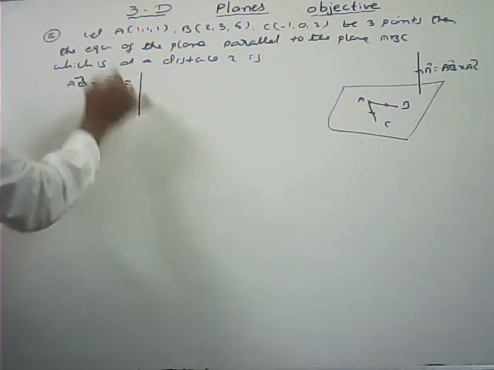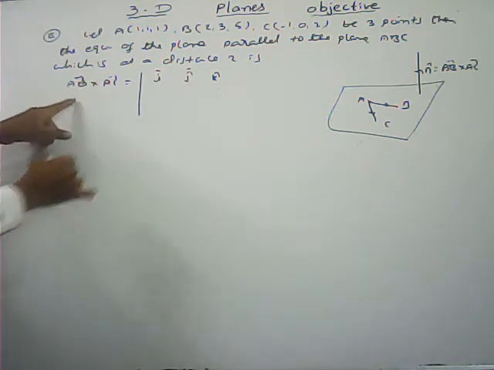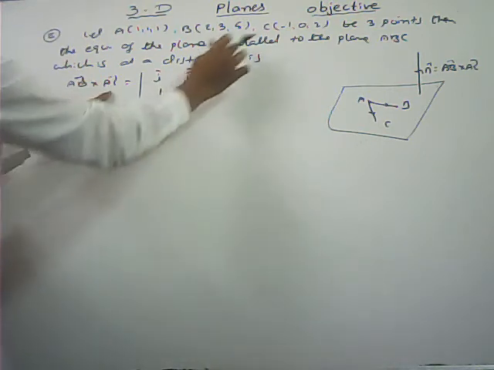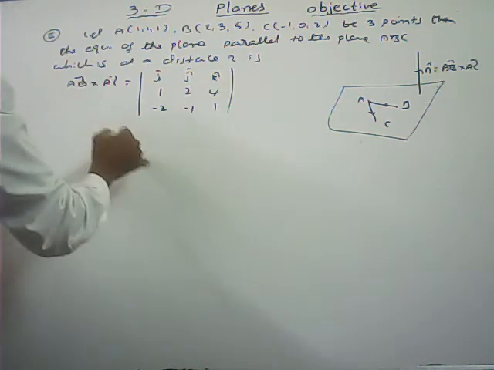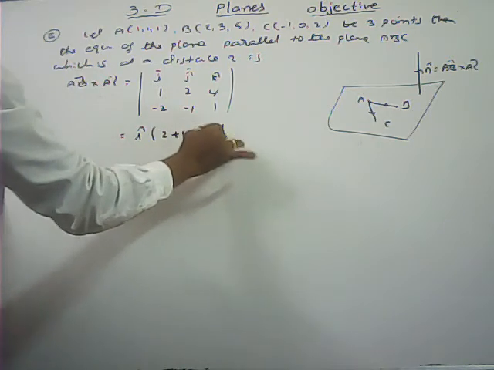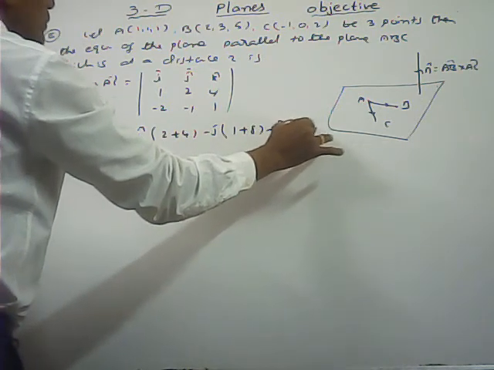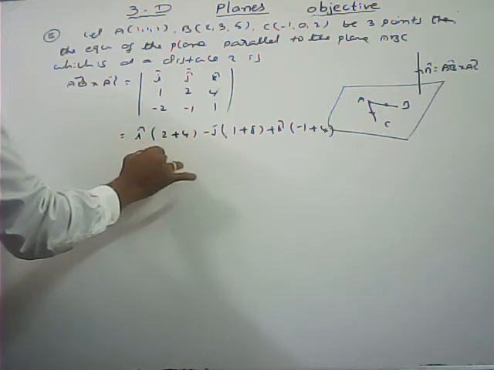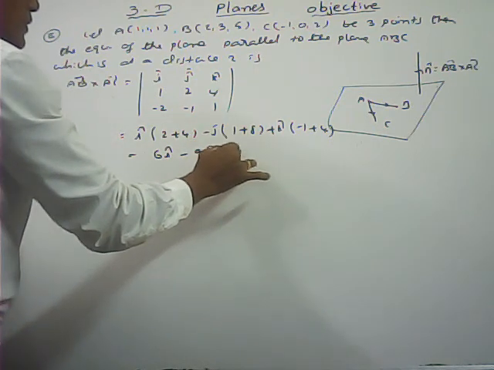That is a determinant of i, j, k. This is OB bar minus OA bar: 2 minus 1, 1, 2, 4. AC bar is OC bar minus OA bar: minus 2, minus 1, 1. That is equal to i cap 2 plus 4, minus j cap 1 plus 8, plus k cap minus 1 plus 4. That is 6 i cap minus 9 j cap plus 3 k cap.